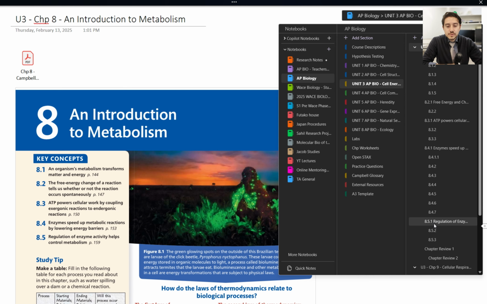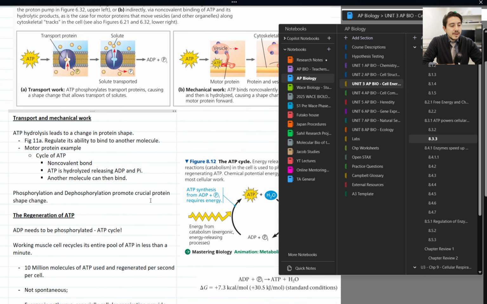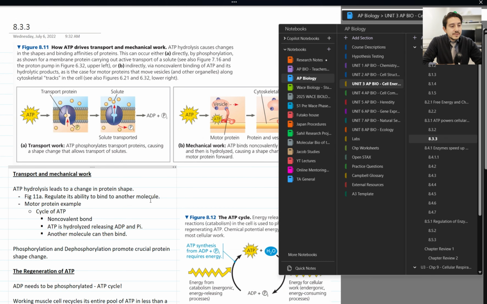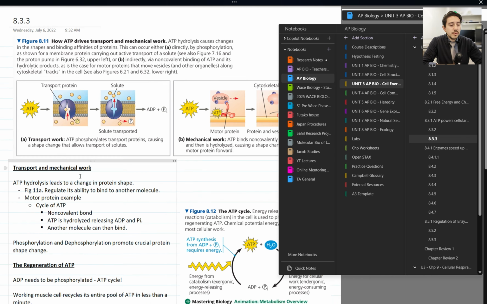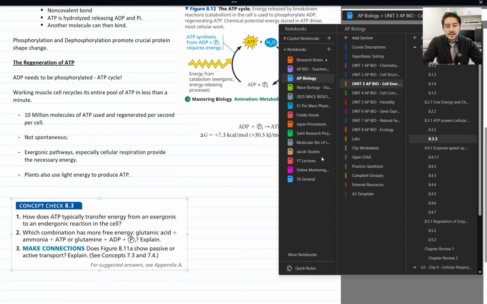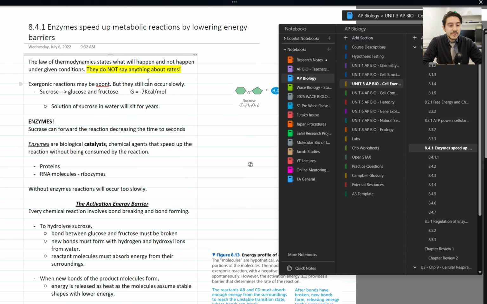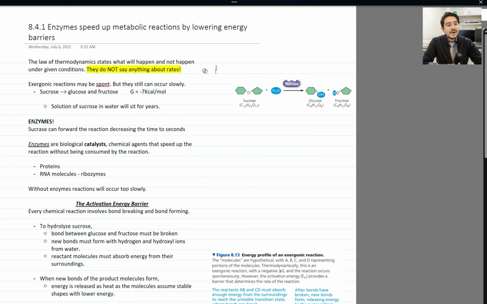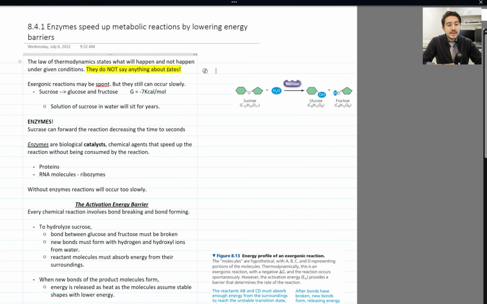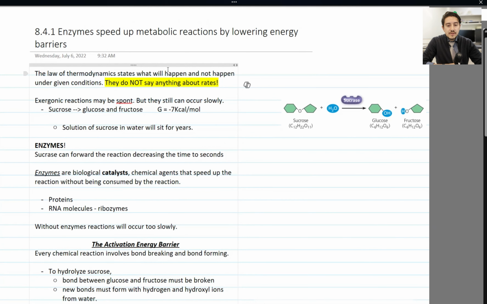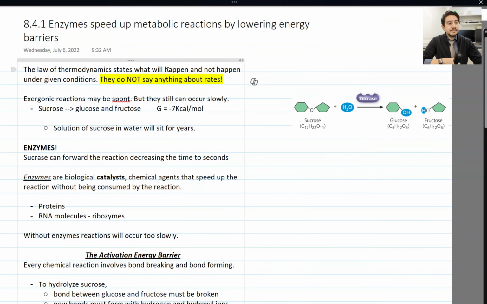Let me just move to where we ended off. In the last video we ended off talking about how cells can do different types of work, right? And amongst this is mechanical work and transport work. So we're going to continue from there on to section 8.4. 8.4, enzymes speed up metabolic reactions by lowering energy barriers. So we're going to get into more detail what enzymes are and how they work and the different types of enzymes too.